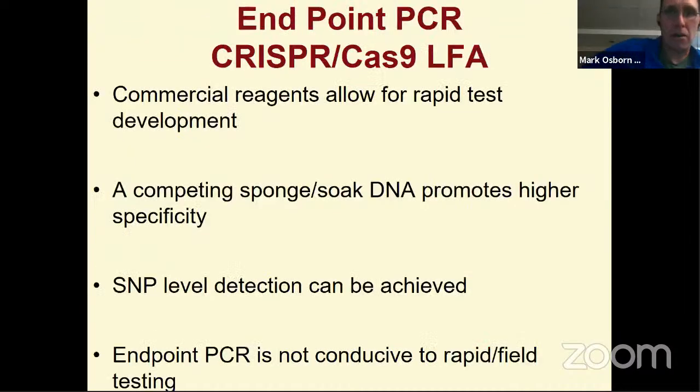These reagents, again, are all commercially available: the lateral flow assay technology, the Cas9 and oligonucleotides, which are easy to acquire, allowed us to initiate this testing platform. What we found is that a nuclease-inactive biotinylated guide Cas9 required a sponge or soak or decoy DNA that prevented nonspecific interaction of mismatched guide RNAs with a specialized mismatched competing DNA. We were able to achieve single nucleotide polymorphism level of detection. For this proof of concept, we used endpoint PCR, so thermocycler-based PCR, to establish the overall testing methodology, which of course is not conducive for rapid field testing.